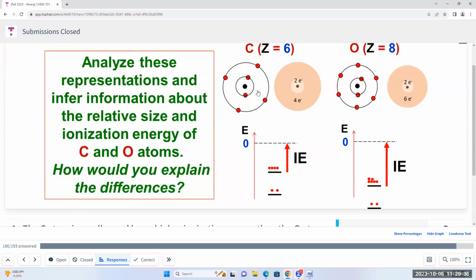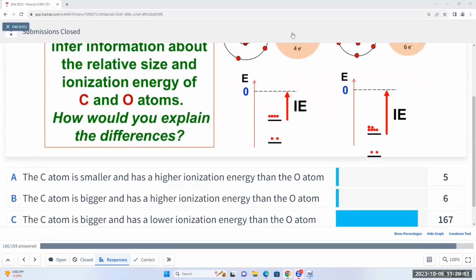Due to the same reason, it will be easy to remove an electron from carbon because the electrons are weakly attracted to the nucleus. Therefore, it is easy to remove an electron as well. Therefore, the first ionization energy will be lower for carbon compared to oxygen. And then this diagram says the same thing over here.